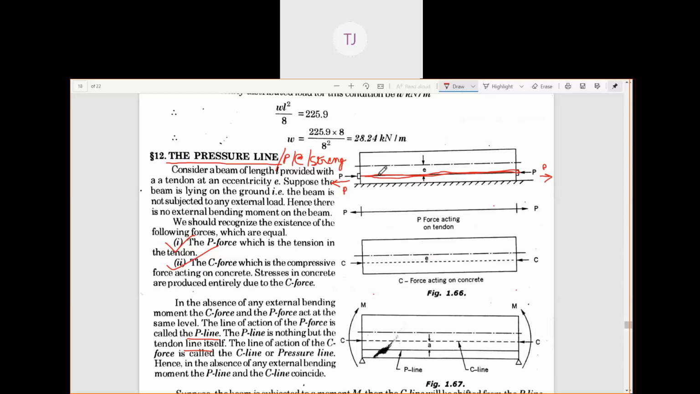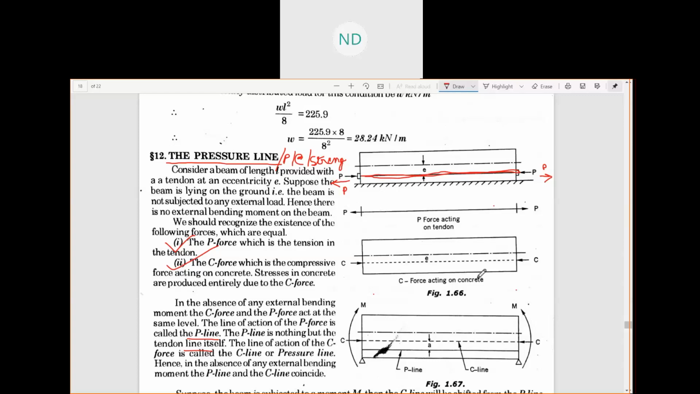Hence, in the absence of any external bending moment, the P line and the C line coincide. When there is no external loading, there will be no moment, so there will be no eccentricity. That means your P line will be coinciding with the C line.